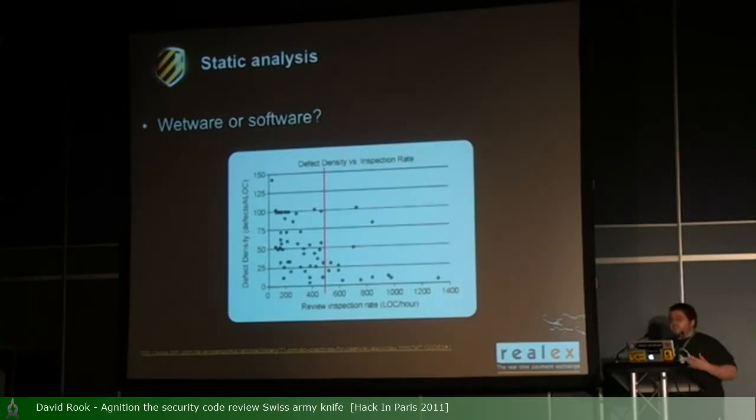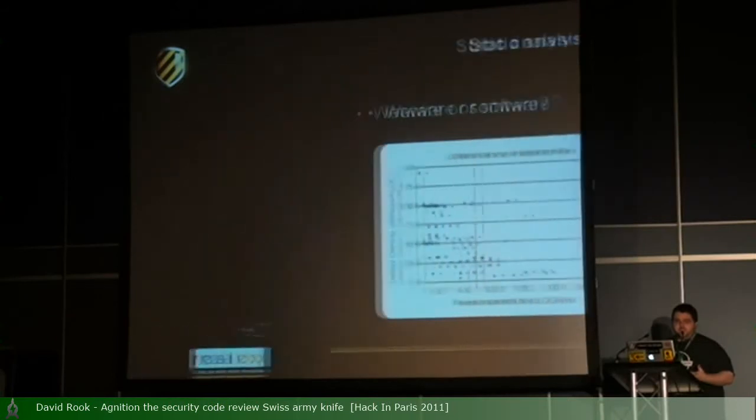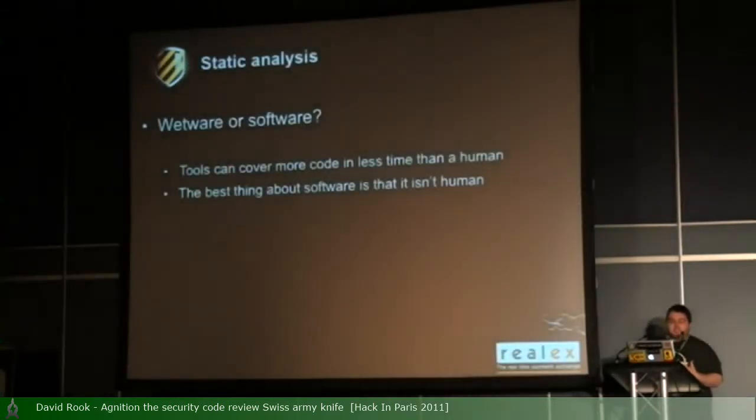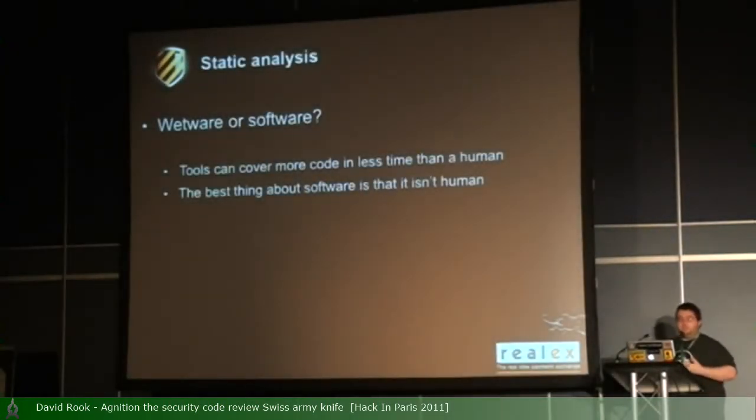So you can already see there's a pretty big cost associated with human reviewers, even though we acknowledge they have benefits over software. So we know already that the tools can cover more code in a shorter amount of time than a human. That's probably not really a surprise to any of us. So the best things about software is that it isn't a human.